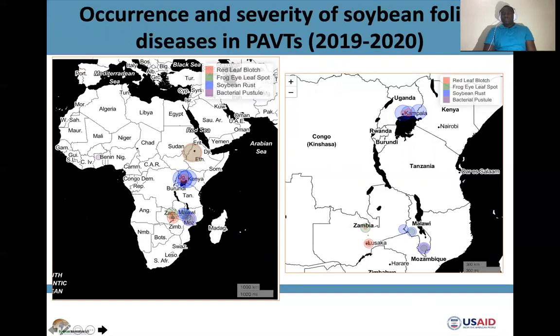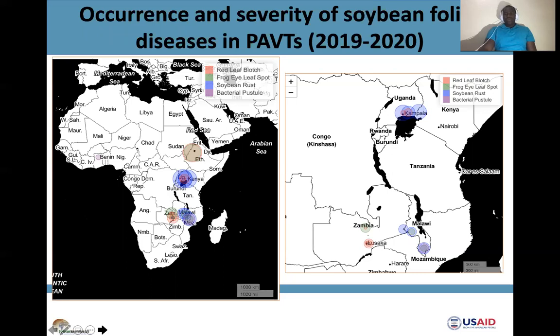When you look at the size of the circles, we see that the severity was higher in Eastern Africa compared to Malawi. This could possibly be due to differences in environmental factors that influence soybean rust establishment, or it could also be due to the presence of a population of soybean rust that is more aggressive in East Africa compared to Southern Africa.